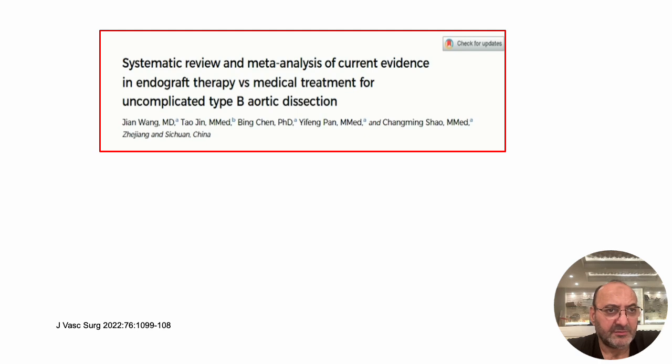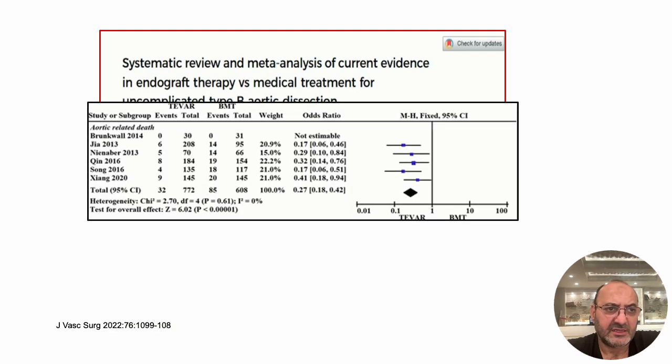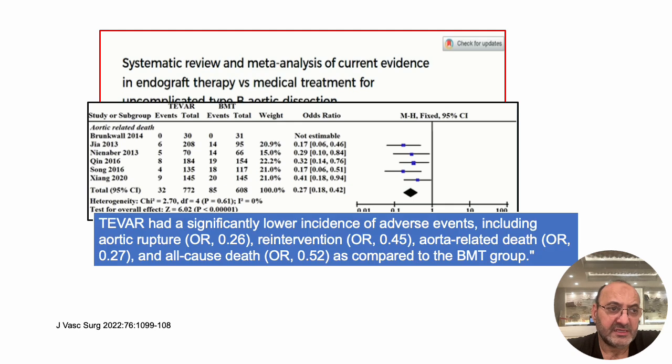Systematic review and meta-analysis of evidence on endograft therapy versus medical therapy of uncomplicated type B dissection. What they found is that TEVAR had a significantly lower incidence of adverse events, including aortic rupture, reintervention, aortic-related death, and all-cause mortality when you compare it to best medical therapy.